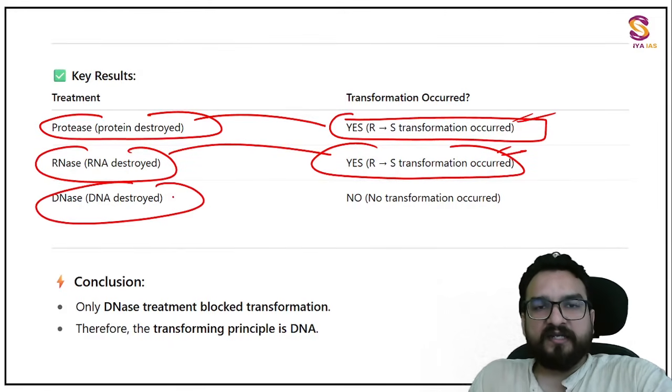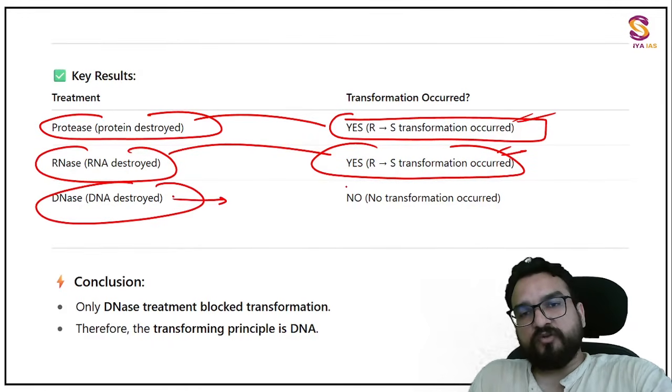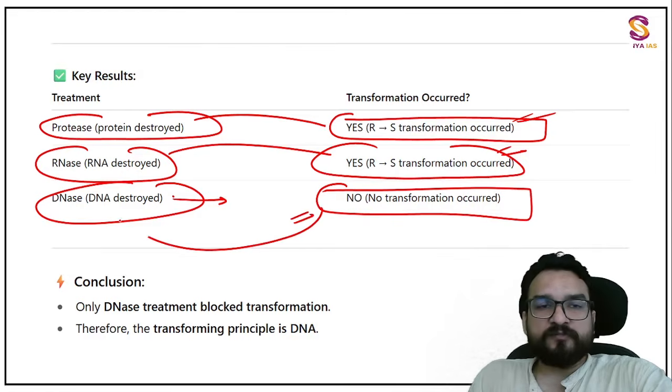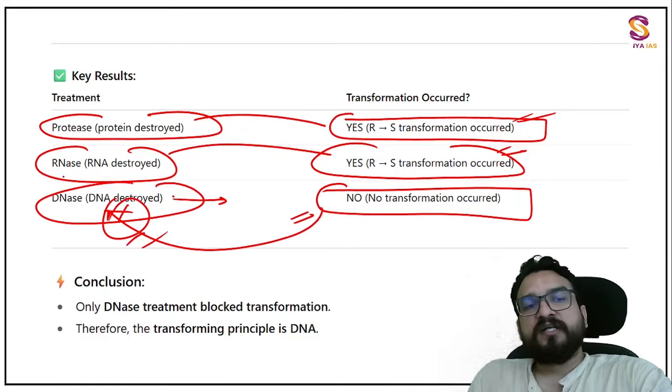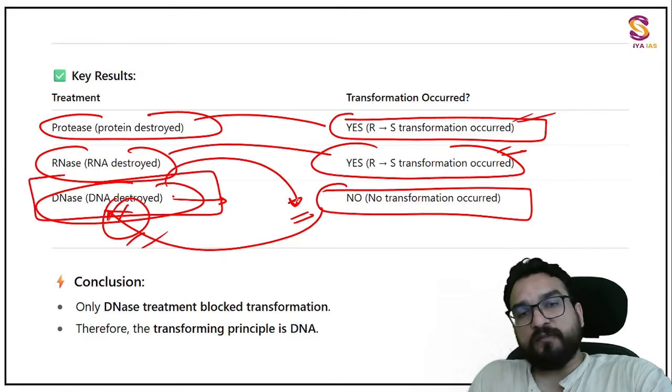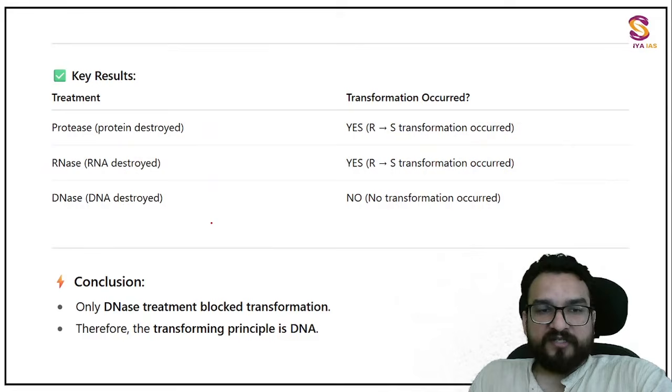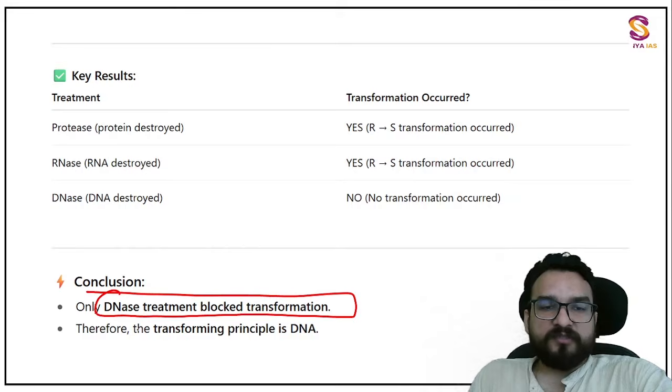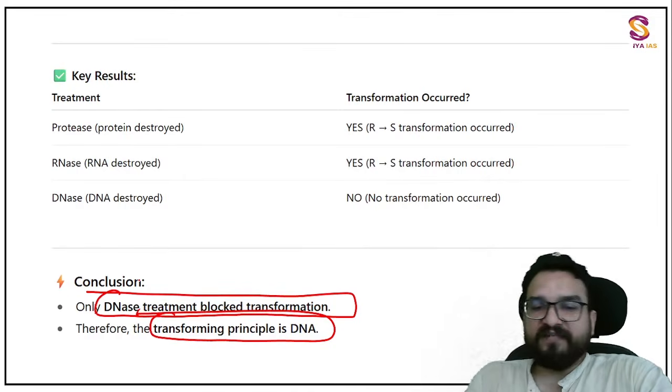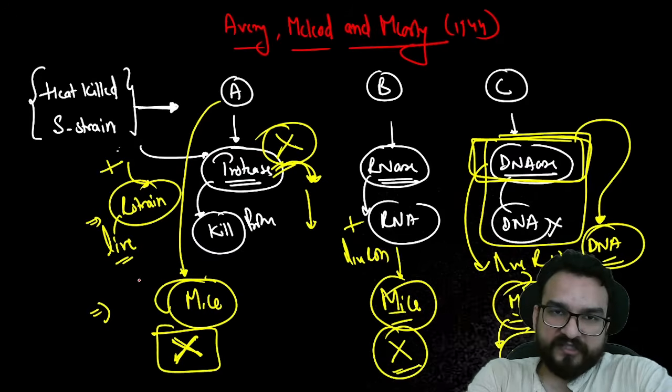But when DNA, one case they have took, they will be finding that no disease was passed because DNA was destroyed. That means DNA was that thing that was transforming over there. Right? So only DNA's treatment blocked the transformation. Therefore, the transforming principle is DNA. Understanding very simple, very easy if you are understanding over here.